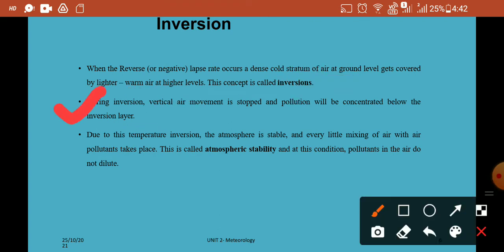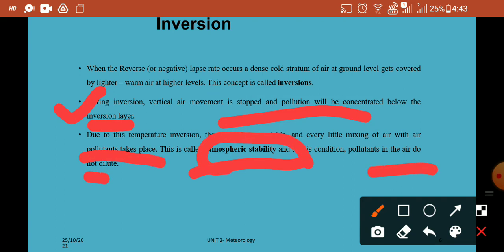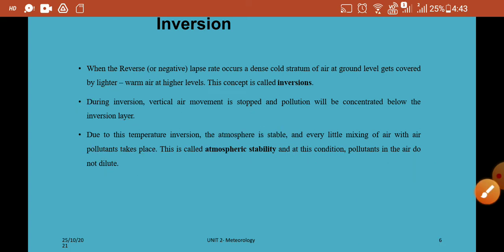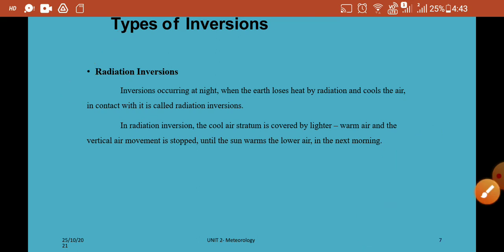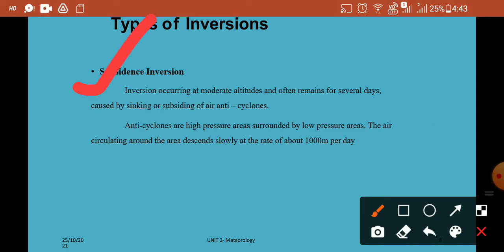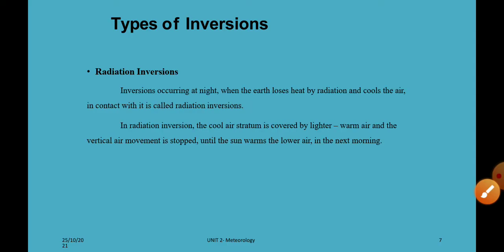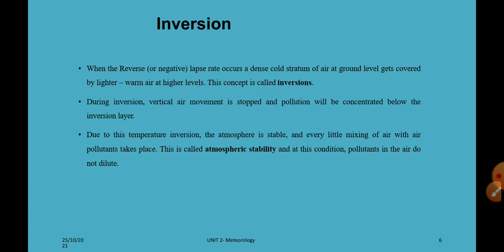During inversions, vertical air movement is stopped and pollutants are concentrated below the inversion layer. A temperature inversion is stable, so very little mixing of air with pollutants takes place, and the pollutants do not dilute in the air. That is the inversion concept. Next, the types of inversions: radiation inversions, subsidence inversions.